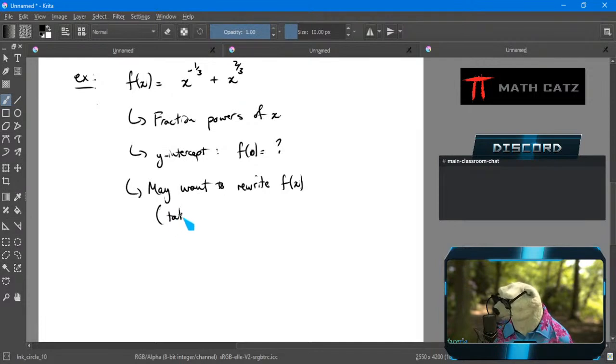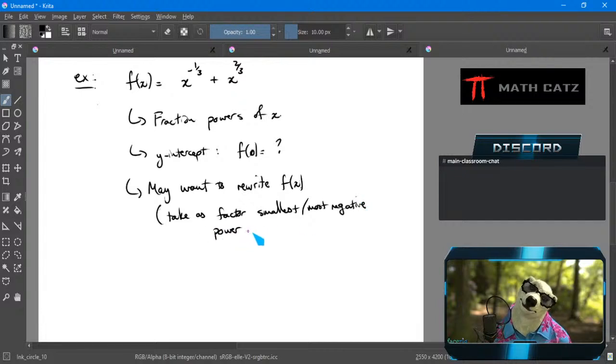I'm going to take out, I'll just take as a common factor the, how should I say it? Smallest or most negative, smallest on the number line, power of x. If you think about these powers of x sitting on the number line, which one is further to the left? It's negative 1/3. That's the one I'm going to take out.